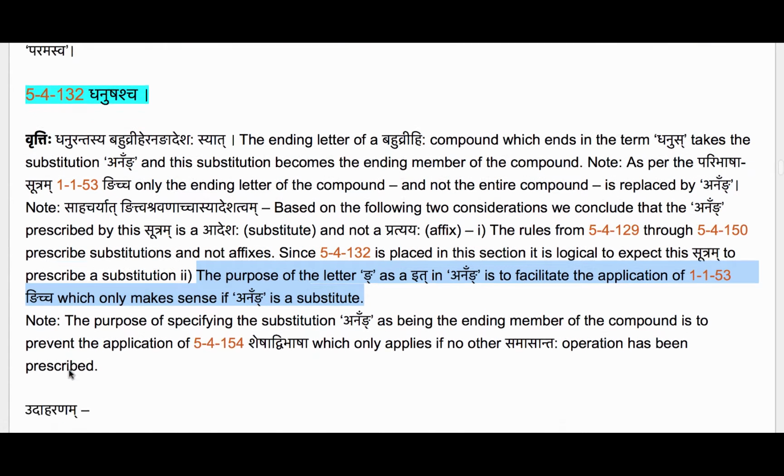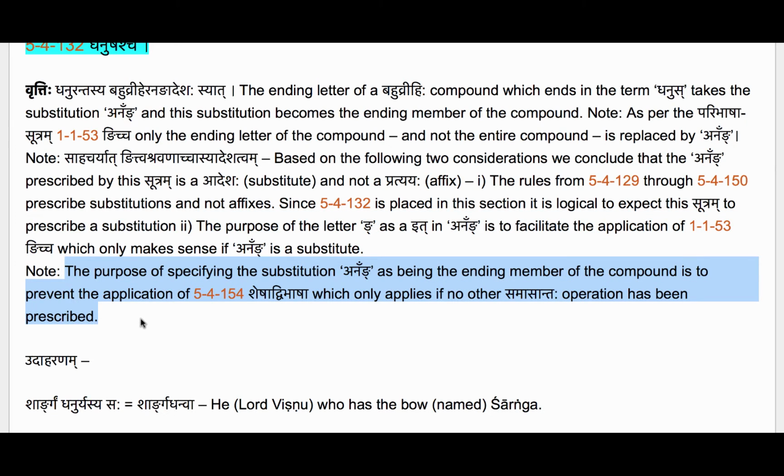The next note says that the purpose of specifying the substitution anang as being the ending member of the compound is to prevent the application of 5.4.154 Sheshad Vibhasha, which only applies if no other samasantaha operation has been prescribed. This is a subtle point here, because you may ask that since the substitution is taking place of the ending letter of the compound, it is already the ending member of the compound. What's the point in again specifying samasantaha for this substitution? The reason is to prevent the application of 5.4.154, which is an important sutram which we'll be studying shortly. The sutram says Sheshad Vibhasha, and that sutram only applies if no other samasantaha operation has been prescribed. So by making this substitution anang a samasantaha adesha, we prevent 5.4.154 from applying.